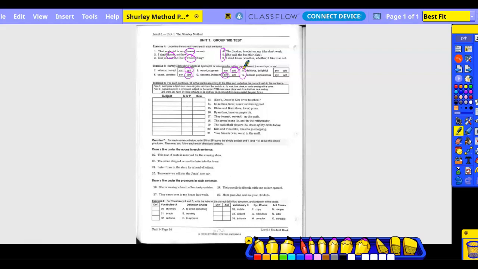Okay. For exercise 6, for each sentence, fill in the blanks according to the title and underline the correct verb in the sentence. So don't forget we have our rules 1 and 2, right? If it's a singular subject, then the verb ends in s. If it's a plural subject, it does not end in an s, and you is also considered plural, right?